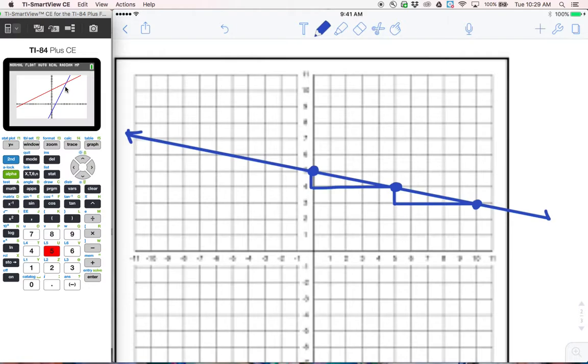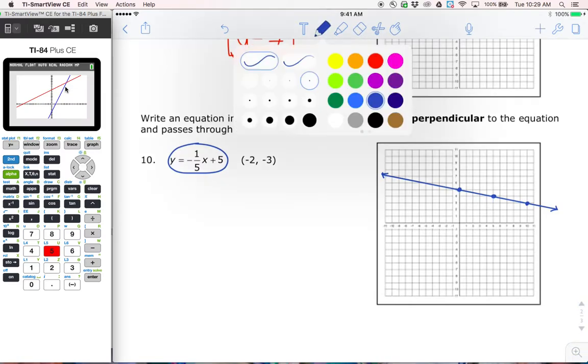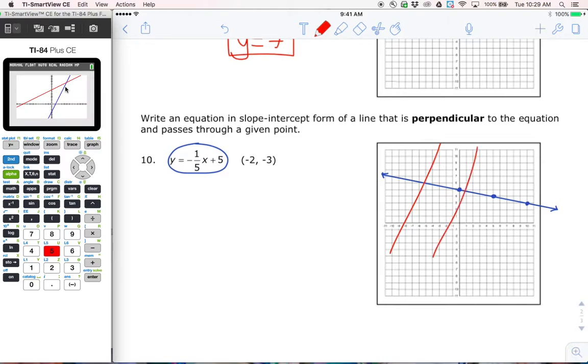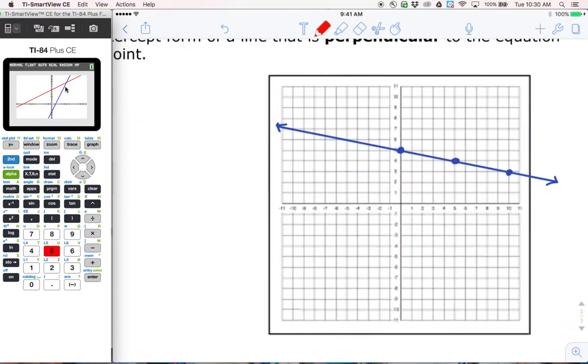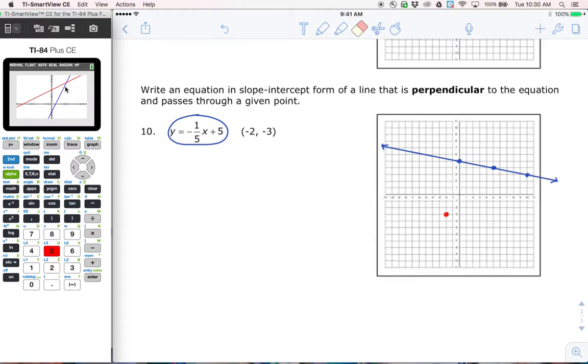Now, I'm supposed to come up with a line that is perpendicular to this. I could draw a line like that, or like that, or like that, but it is more specific. It wants us to go through this point right here, -2, -3. So let's draw that on the graph. So -2, -3, that point is right here. So I need a new line. My new line is going to go through this point.